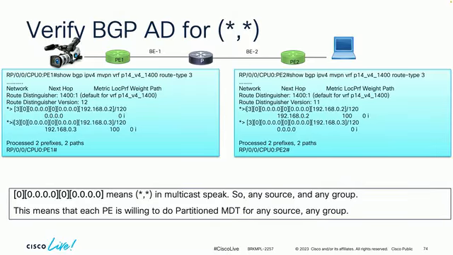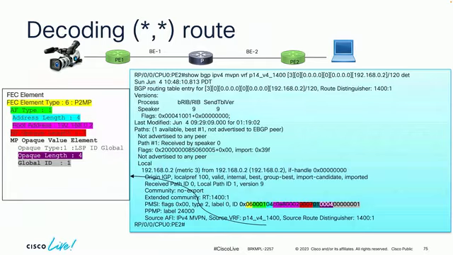But if we go a little deeper into this particular route, what does it carry? It carries very important information. We were talking about how in MLDP, when you do signaling hop by hop, we need to carry some FEC.